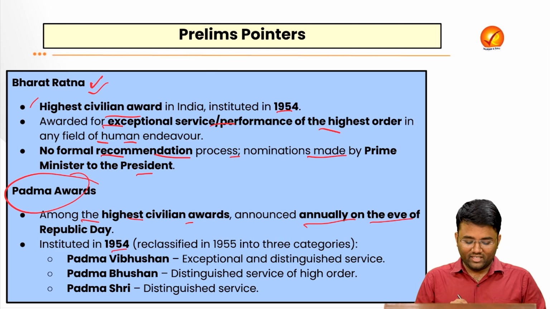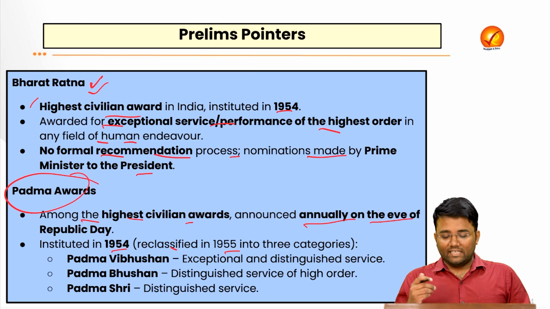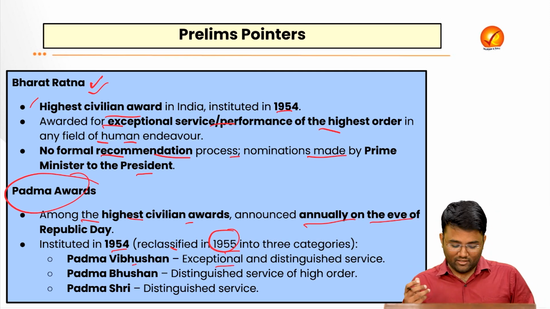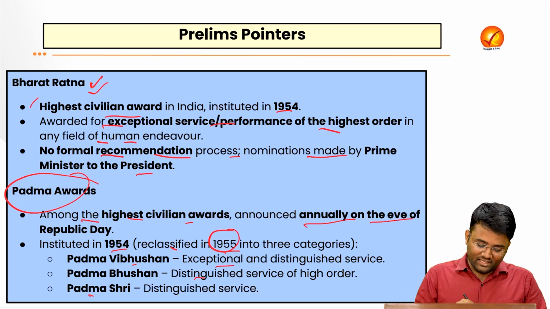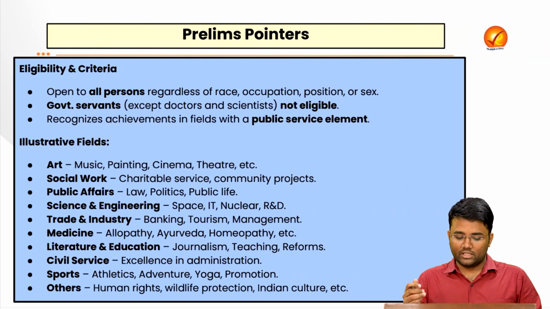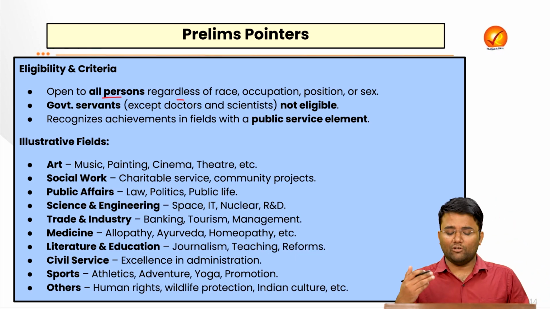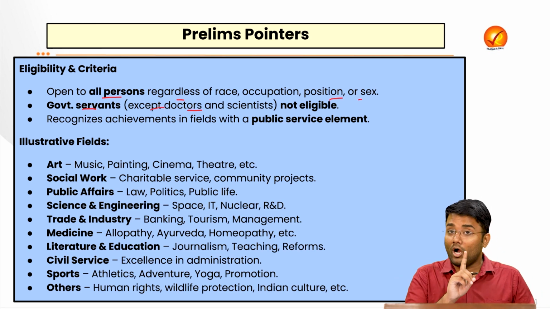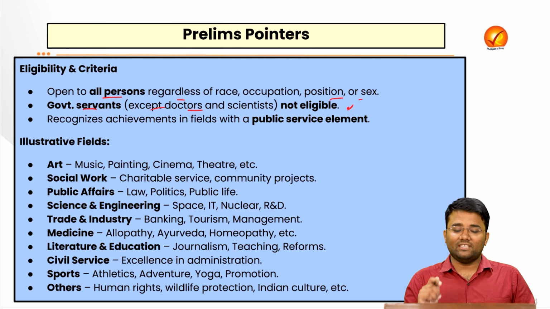It was instituted in 1954, and it was reclassified into three categories in 1955. The Padma Vibhushan is for exceptional and distinguished service, then Padma Bhushan is for distinguished service of the highest order, and then we have the Padma Shri, which is for distinguished service. What is the eligibility criteria? It is open to all persons regardless of race, occupation, position or sex, and government servants, except doctors and scientists, are not eligible for getting the Padma Award. This can be one of the options in the actual examination.